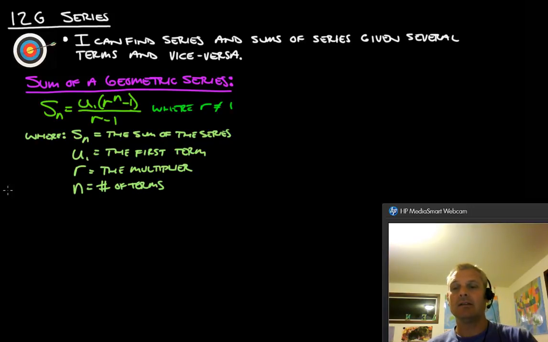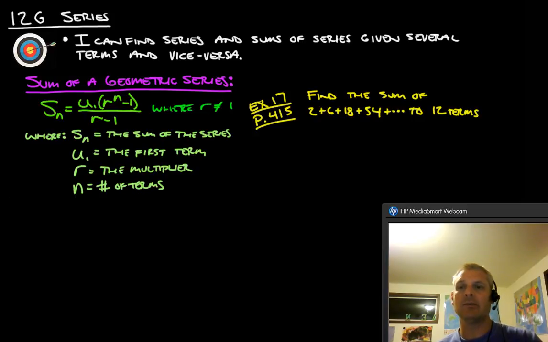All right, so we have this here. S of n stands for the sum of the series, just like on the arithmetic. U sub 1 is the first term. R is the multiplier, just like in the geometric sequence. And then n is the number of terms. So those are all the things that you're going to need to know in order to solve a problem, to find the sum of a geometric series.